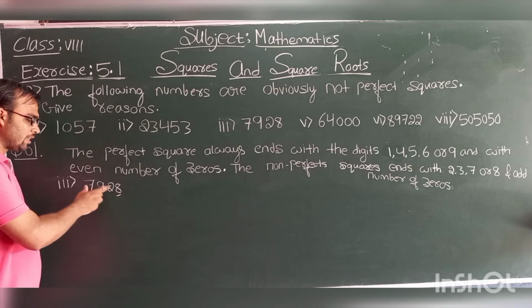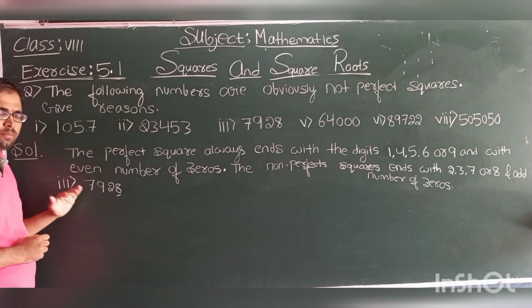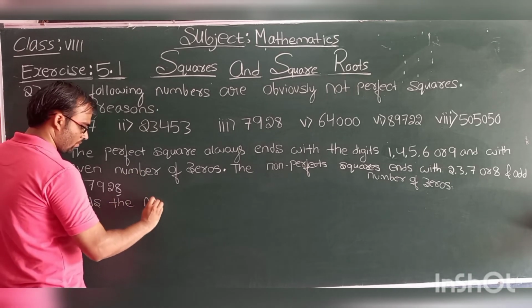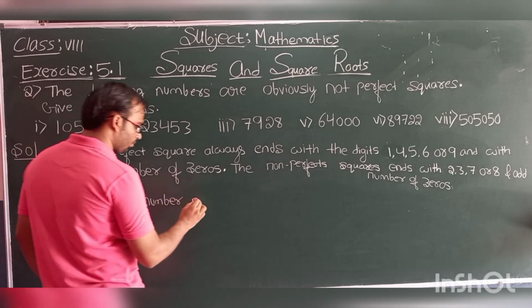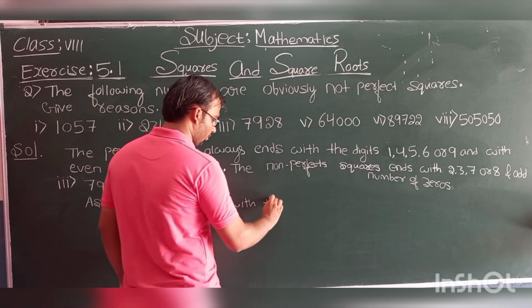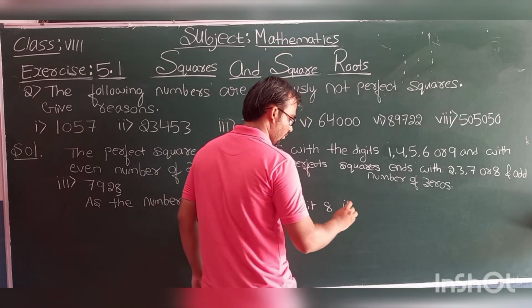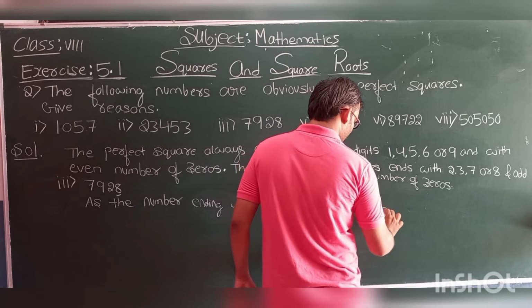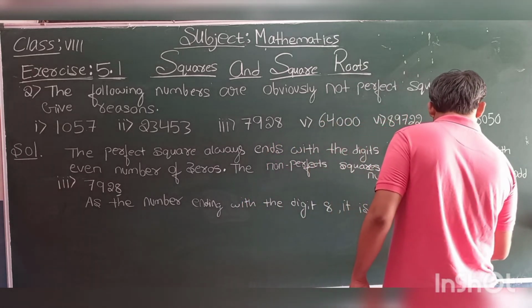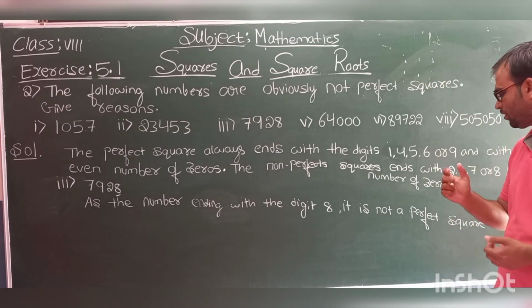So look at here, students, this number is ending with the digit 8. As it is ending with the digit 8, it is not a perfect square. Okay, students, as the number is ending with the digit 8, it is not a perfect square.